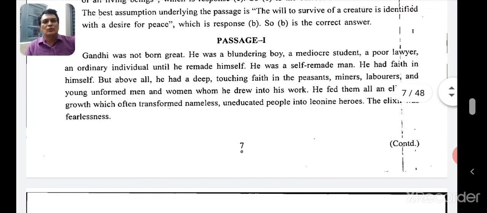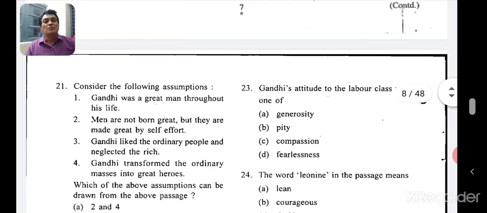As you go on reading it, you will find that above all, he had a deep touching faith in the peasants. So he was very much concerned about those peasants, miners, laborers. So naturally, what will be the right answer? Compassion. Because it's a very confusing one, and you have to find the most appropriate. You'll feel that even generosity can be closer to that. But not pity. You eliminate that. And Gandhi's attitude to the labor class, fearlessness, no. No way at all. So eliminate pity and fearlessness. You are confused with A and C. And the most appropriate out of these two will be compassion.